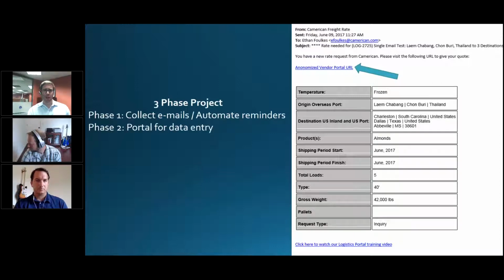Phase 2 was a portal for data entry, and that's what we're going to take a look at next. So you see this vendor portal URL, and we started telling our vendors, hey, please don't reply to the email, just click the link, it'll launch a website, and you can give us your answers there.